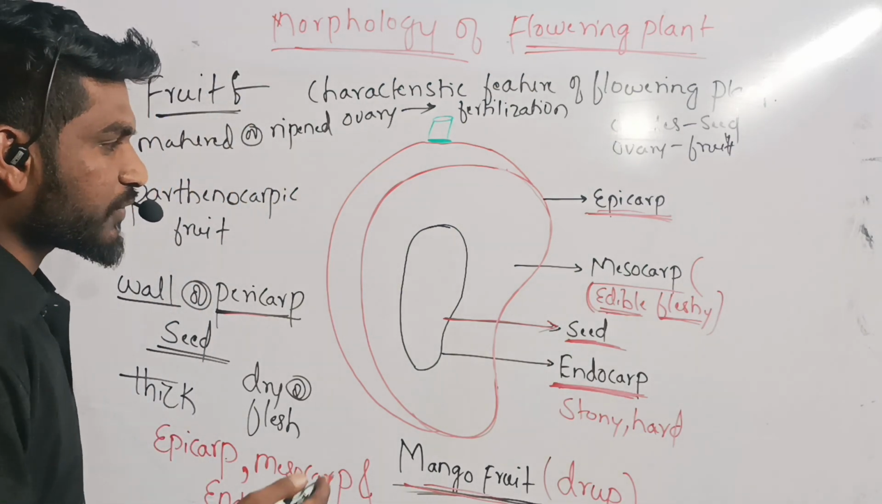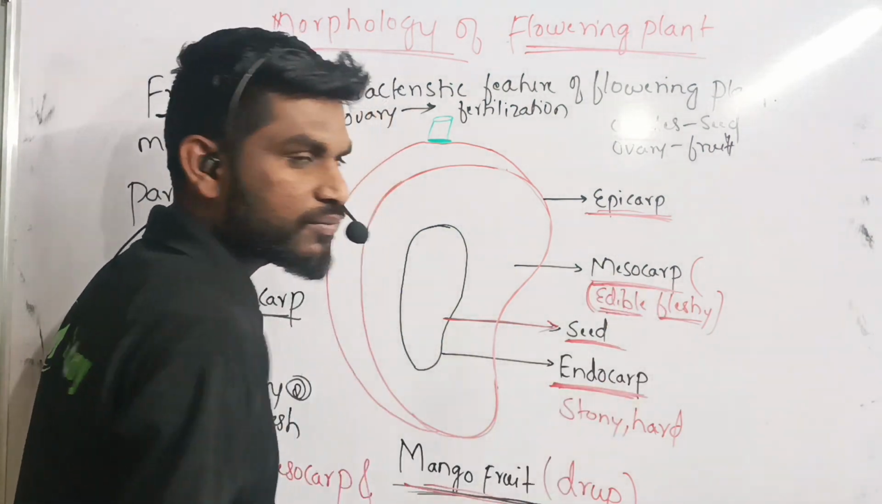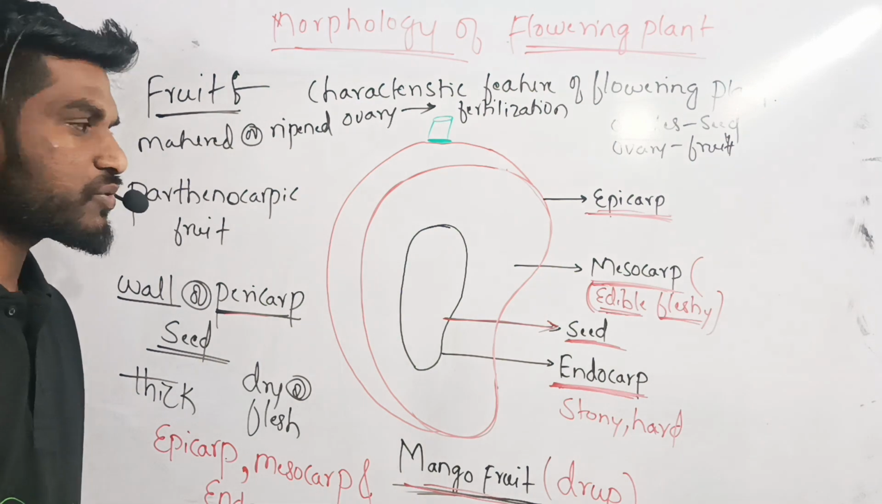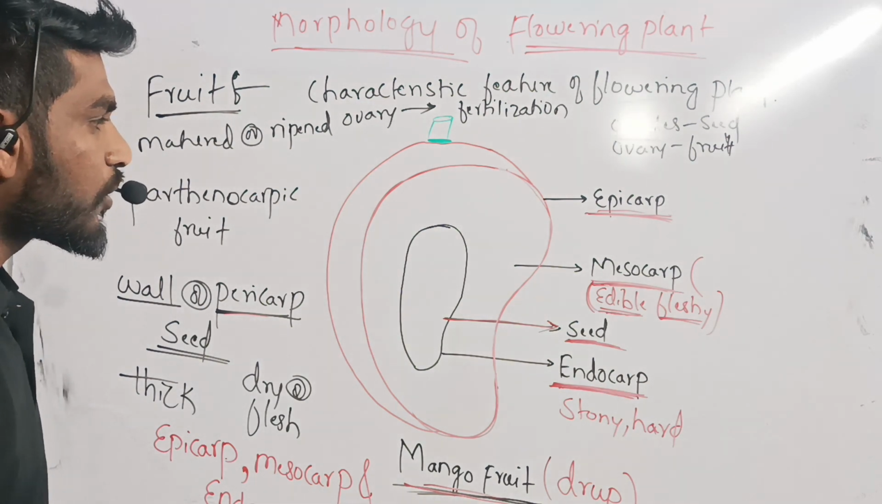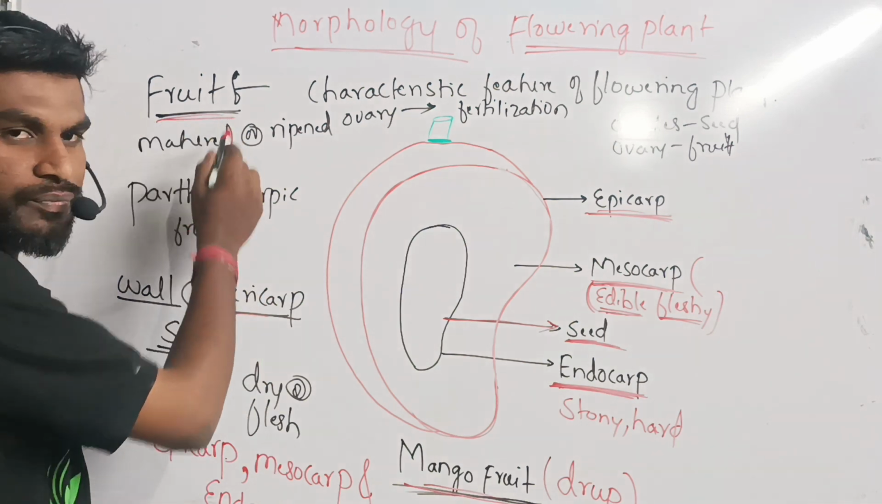In the case of coconut, the mesocarp is made up of fibers. Fibrous mesocarp will be present in the coconut. This is something about the fruits.